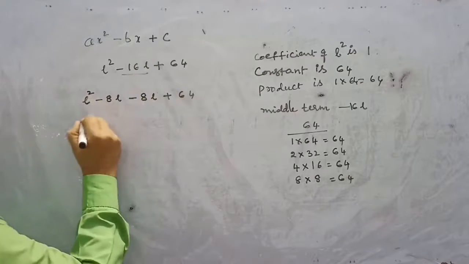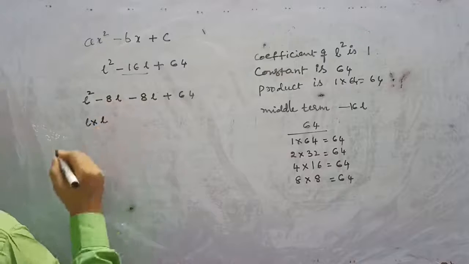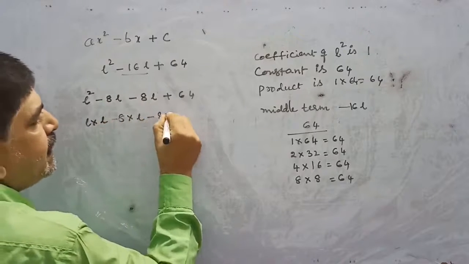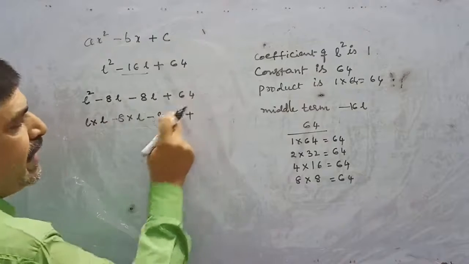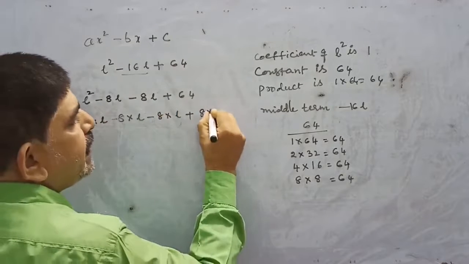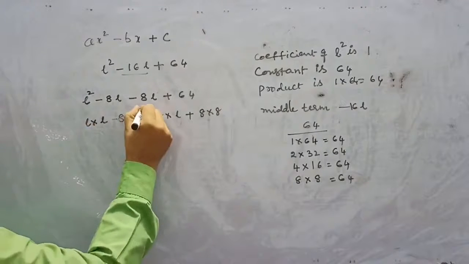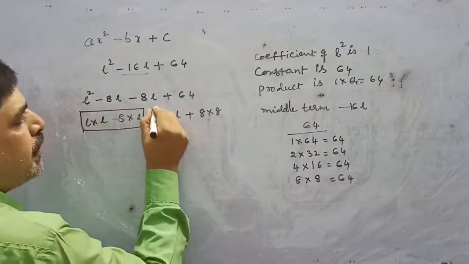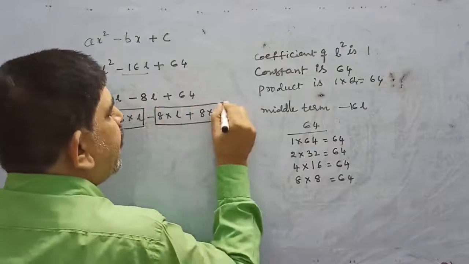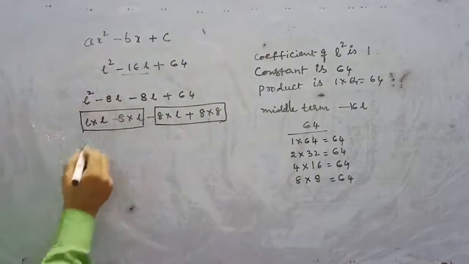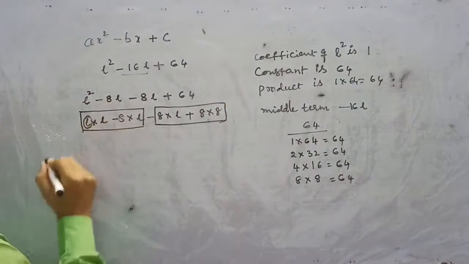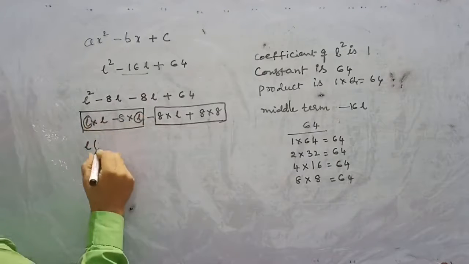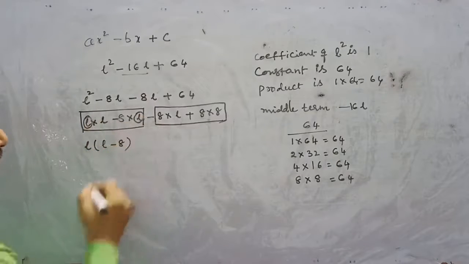Now this can be written as L into L minus 8, into L minus 8, into L again plus 64 in terms of 8, so 8 into 8. Now the first half of the problem is this one. Now common factor. What is the common factor? L. Here L. So L is the common factor. Next write the remainder, L minus 8.